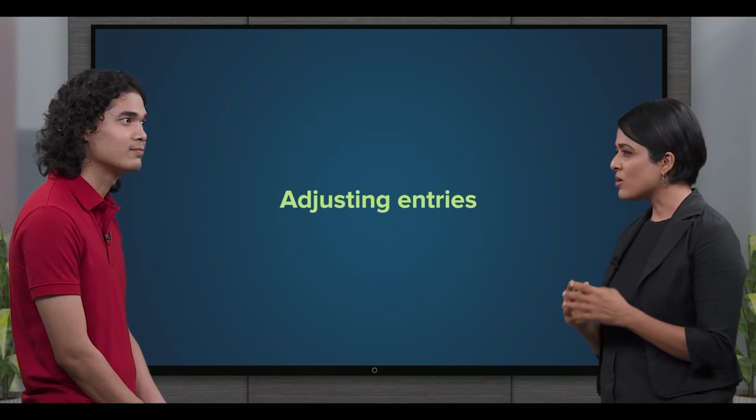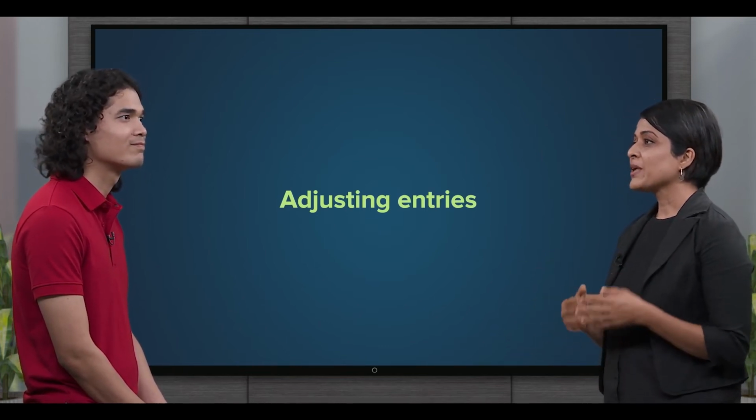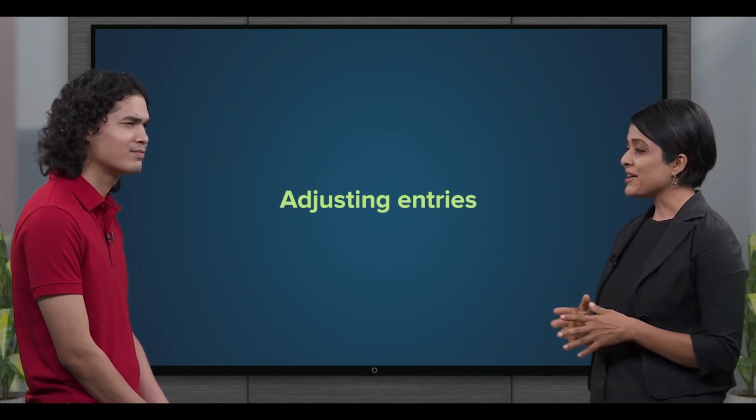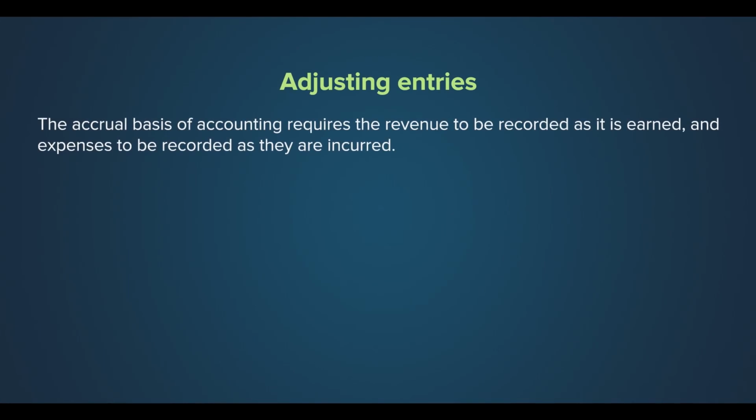Alright, and how are they related to adjusting entries? Well, we make adjusting entries in order to adjust for all these. As it is a very important concept, let me explain it to you in detail. That would be great. We need to note that the accrual basis of accounting requires the revenue to be recorded as it is earned and expenses to be recorded as they are incurred.